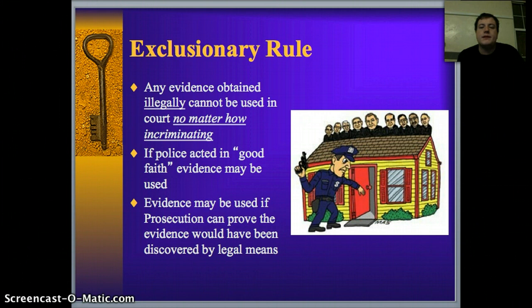However, if police have acted in good faith, the evidence may be used. Also, if the prosecution can prove that the evidence would have been discovered by legal means, it sometimes is allowed. So for the most part, if evidence is not obtained legally, it cannot be used. However, there are some exceptions.